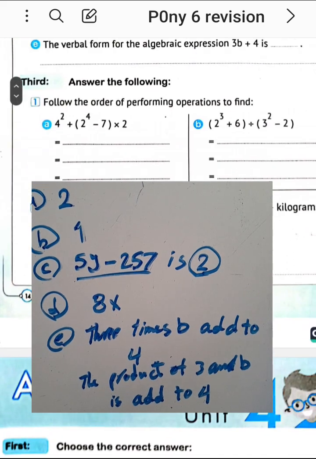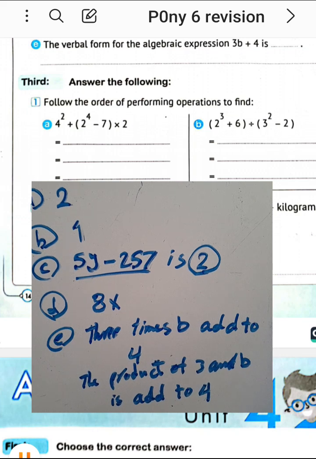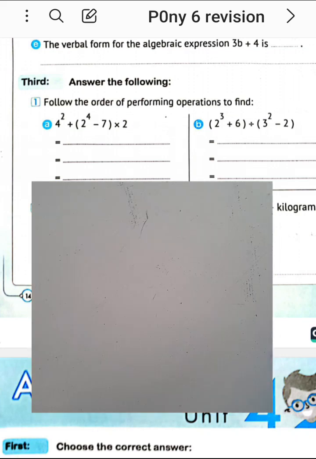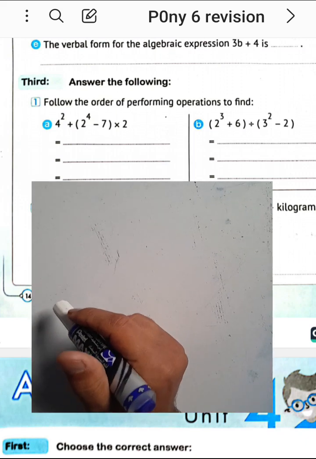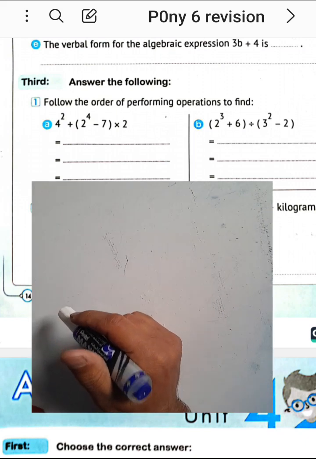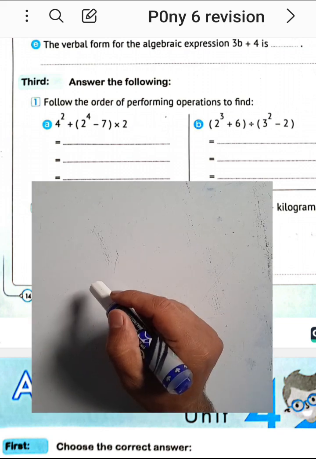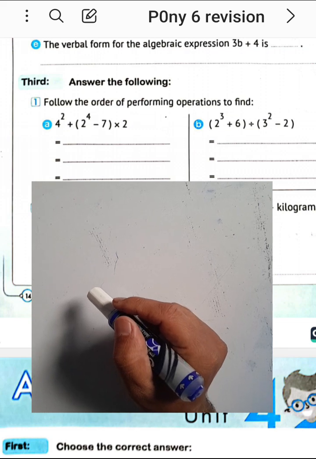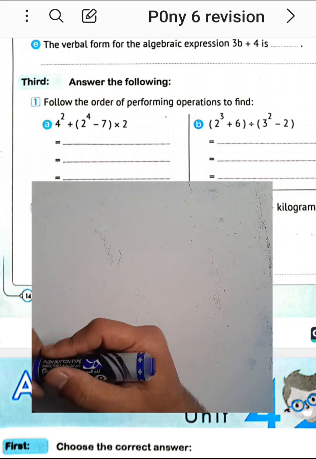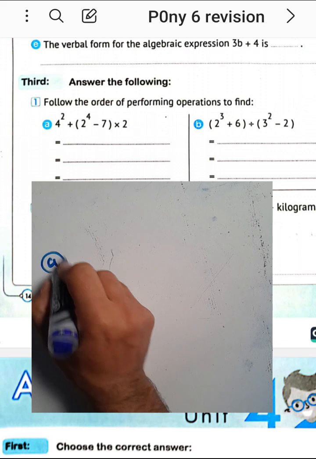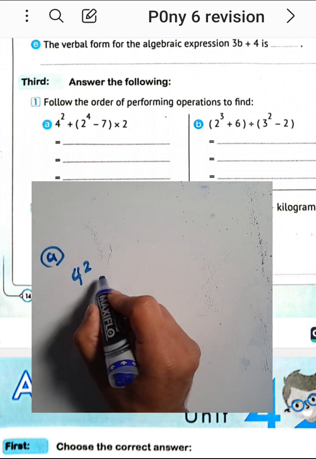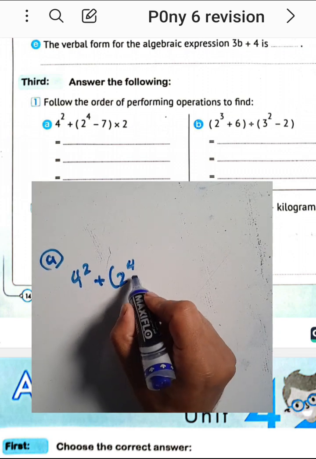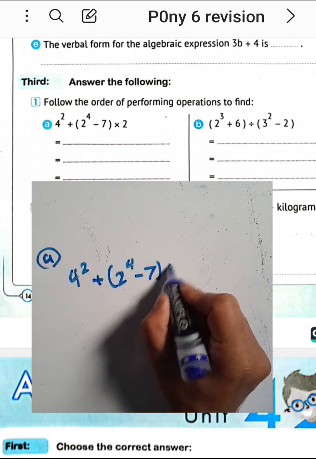Third question, answer the following. Follow the order of operations. We know parentheses first, exponent next, multiplication and division in the same step, then addition and subtraction from left to right, first come first served. So letter A, 4 power 2 plus 2 power 4 subtract 7 times 2.